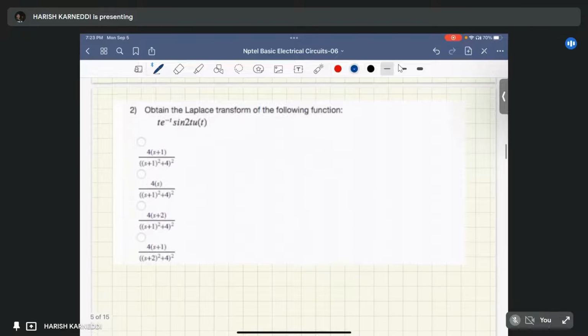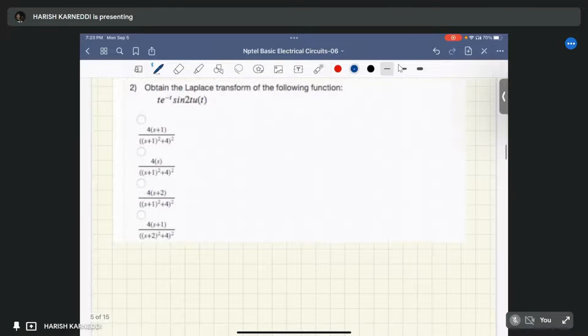And coming to the second one, obtain the Laplace transform of the following function. The function is t into e power minus t sine 2t u of t. Okay. You can find, what is the Laplace transform of sine at? Laplace transform of sine at equal to a by s square plus a square.